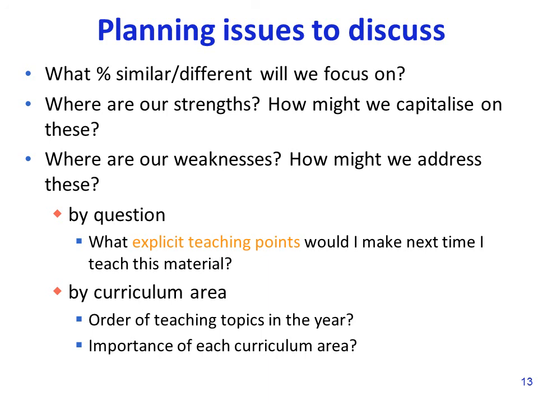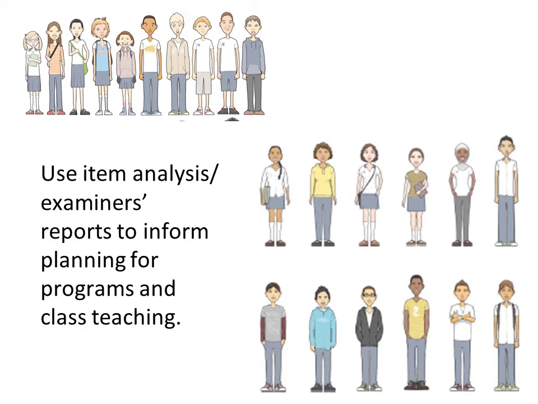You can think about these by question and consider explicit teaching points that could be made next time that material is taught. Or by curriculum area, to consider the order of teaching of topics in the year and the importance and emphasis and time allocated to each topic. As we think through these reports, they can inform our planning for programs and for class teaching to help our students progress forward in their learning.